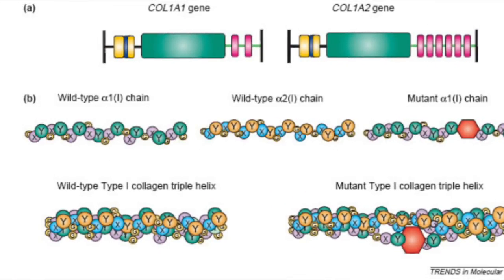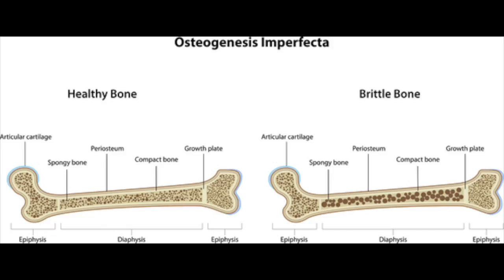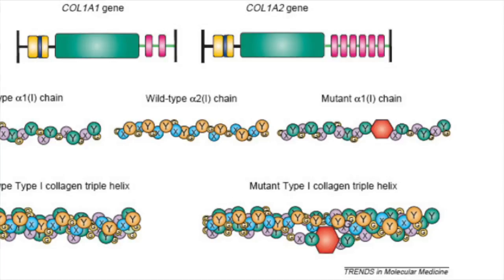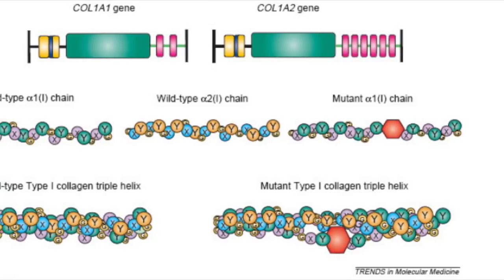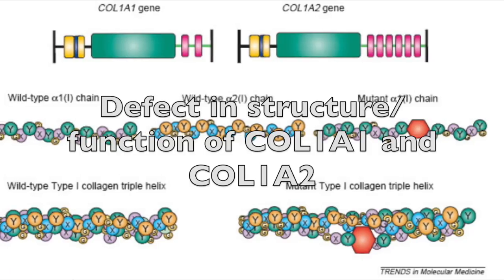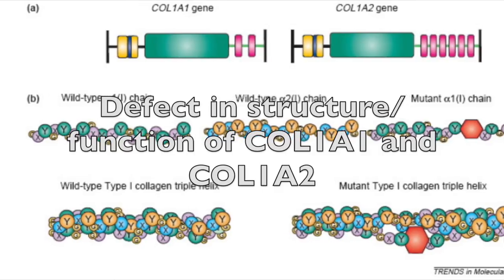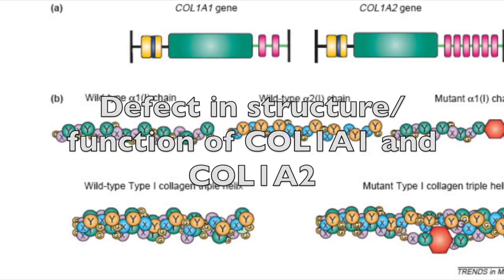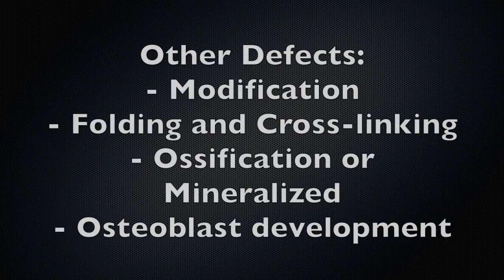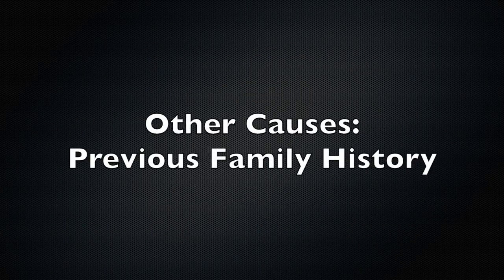Collagen is a protein that helps strengthen bones, so a mutation or a defect in collagen causes osteogenesis imperfecta. The 5 categories of osteogenesis imperfecta are primary defects in collagen structure or function of the COL1A1 and COL1A2 genes that encode type 1 pro-collagen, collagen modification defects, collagen folding and cross-linking defects, ossification or mineralized defects, and osteoblast development defects with collagen insufficiency. Patients sometimes have a family history, but it's mostly due to new mutations.